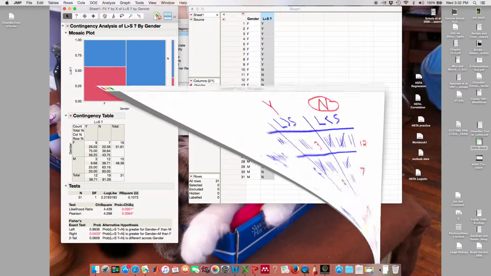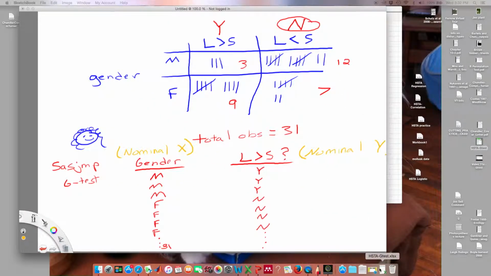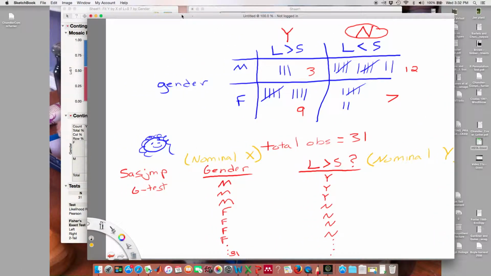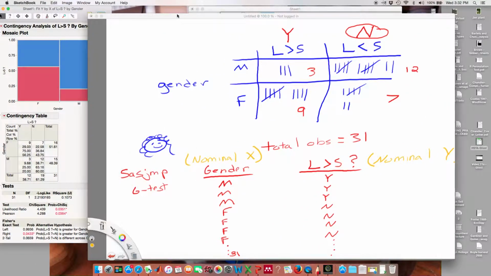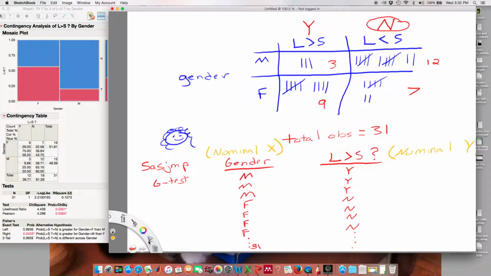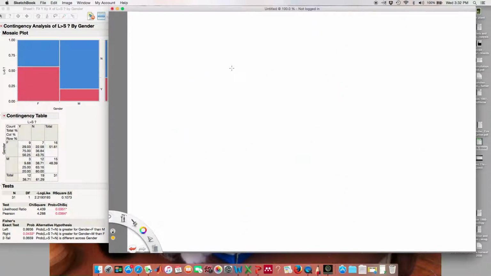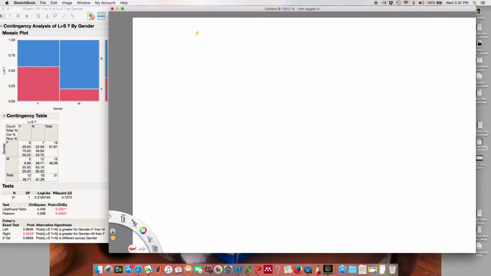So what would my results statement look like for this test? Well, let me clear this out really quickly. I'll move this over so we can see the statistics. All right, so my results statement would appear something like this. Okay, let me get a different color. That gold is pretty hard to see.